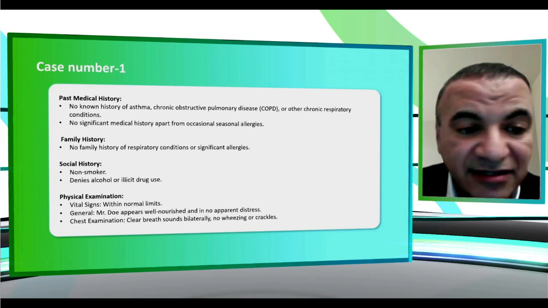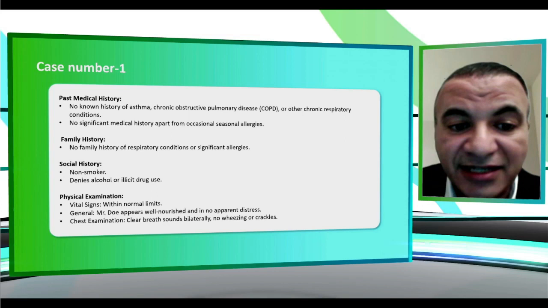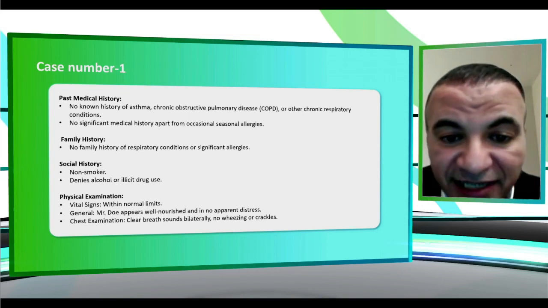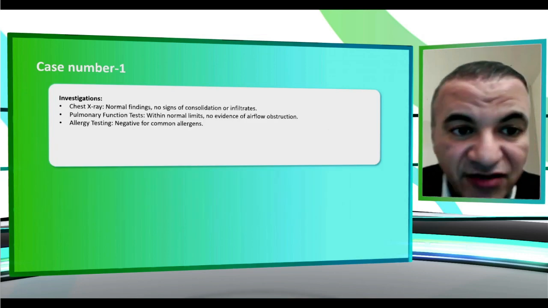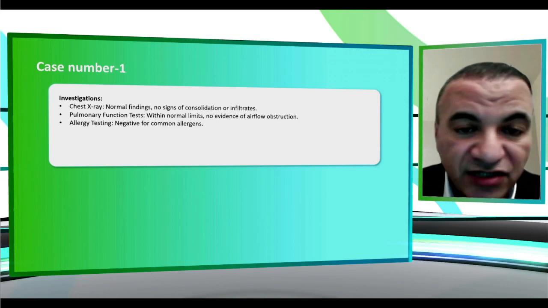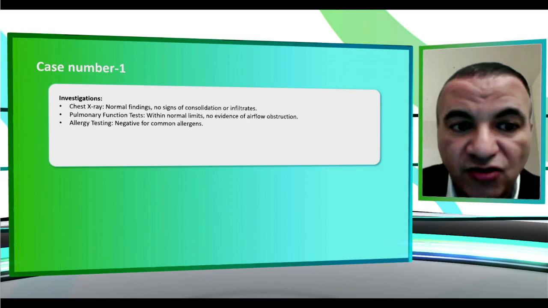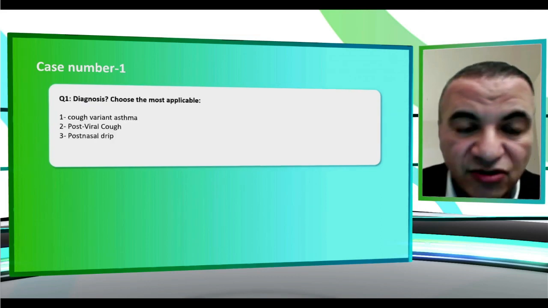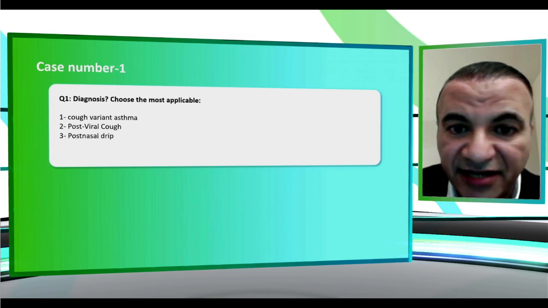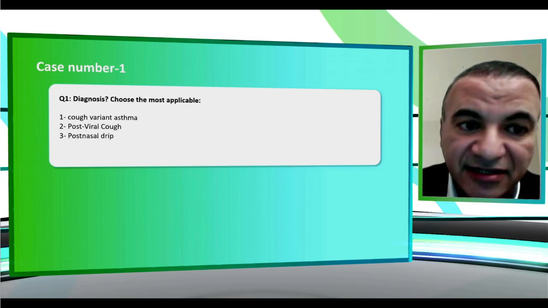Upper respiratory tract, all normal. ENT examination, absolutely normal. Chest examination, there are clear breath sounds bilaterally, no wheezing, no crackles. We have done a chest X-ray. Everything is normal, no signs of consolidation or infiltrate. Pulmonary function tests, spirometry, and allergy tests are all within normal limits, negative for common allergens. So in summary, Mr. Doe presents with a lingering, dry, irritative cough. Otherwise, everything is apparently normal, and the cough is really, really irritating.